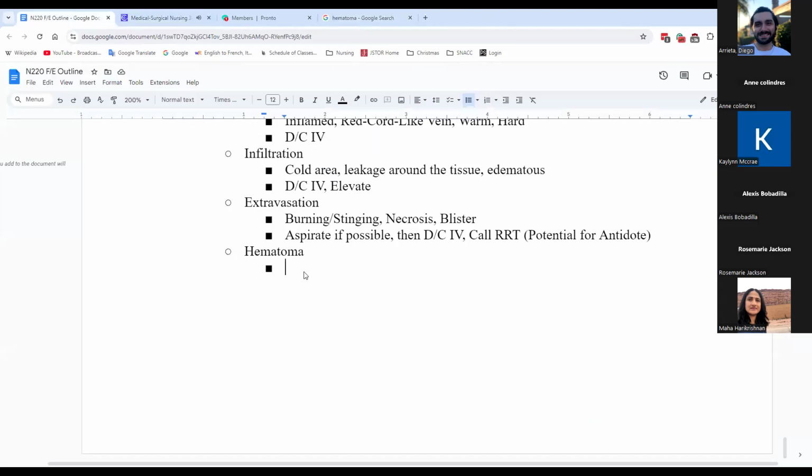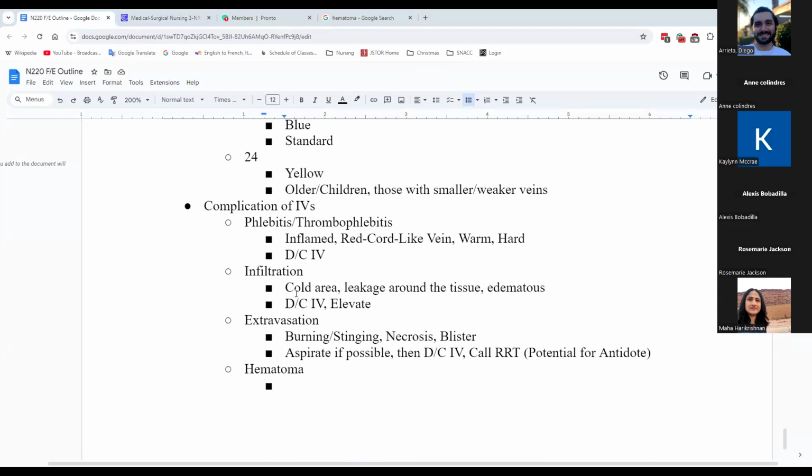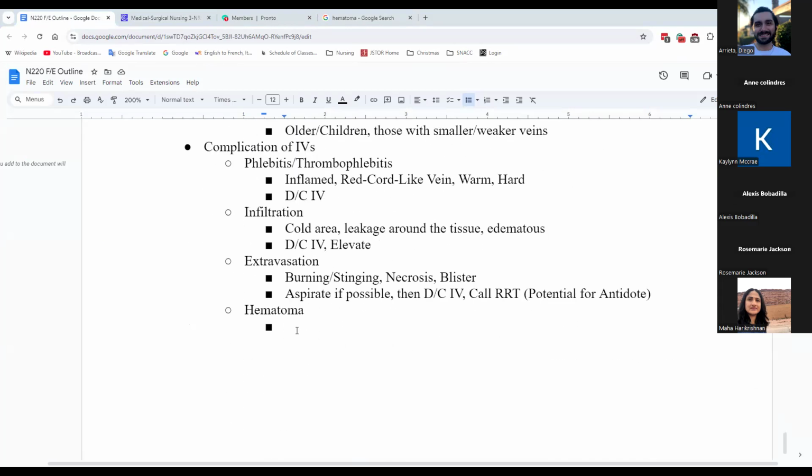Yeah. So we said DC means disconnect. So like disconnect the IV, literally pull that thing out. Get rid of the IV. Same thing with an infection. If it's infected, you get rid of the source, so get rid of it.